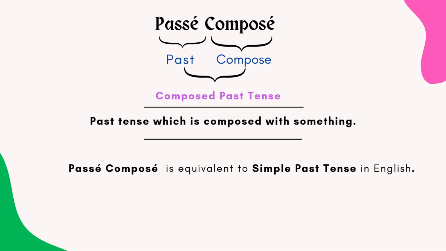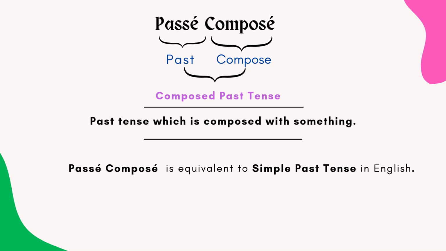Now let us translate Passé Composé exactly. So passé is past while composé is composed, which is composed past tense. So passé composé is composed past tense in English. And what is composed past tense? Composed past tense is the past tense which is composed with something. And passé composé is equivalent to simple past tense in English.